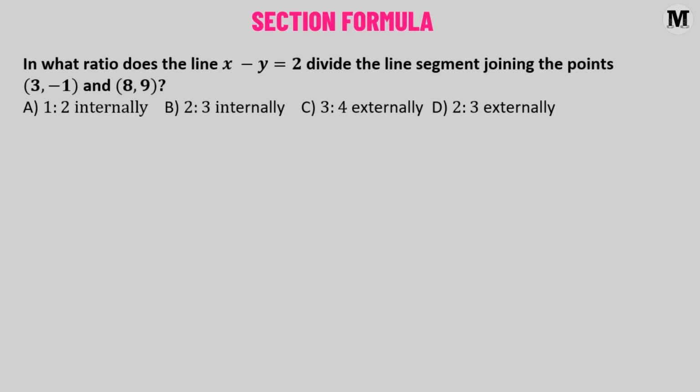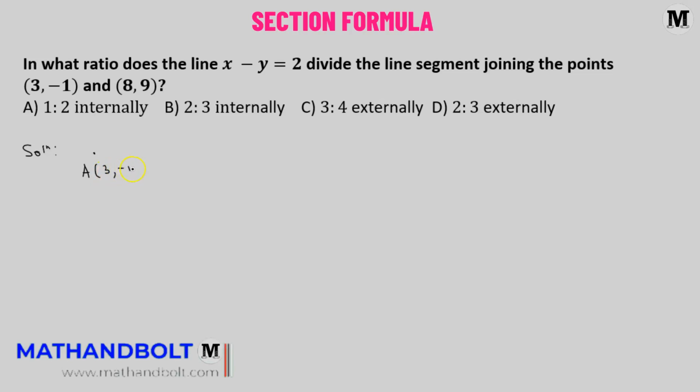In what ratio does the line x minus y equals 2 divide the line segment joining the points (3, -1) and (8, 9)? Let us begin. So here we have 2 points. Let's say point A has the coordinates (3, -1), and we have another point B. B has the coordinates (8, 9).